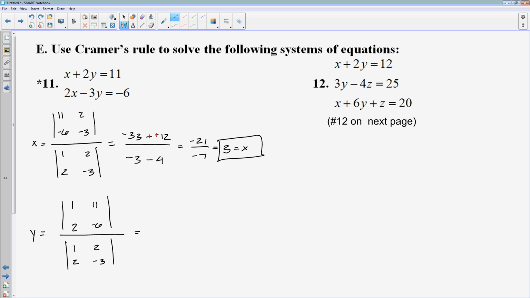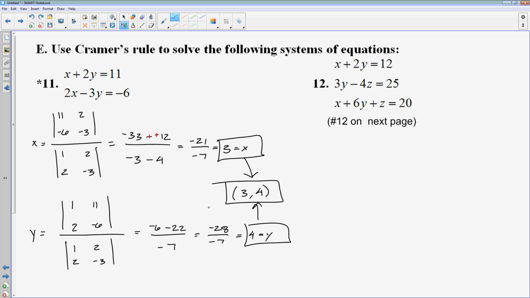And then for y, the good thing is I've already done the determinant of the bottom. I know that one's going to be negative 7 because I did that when I solved for x. Now I need to do downhill on top minus the uphill, so negative 6 minus 22. That gives you negative 28 over negative 7, which is 4. So there's my y on number 11. And then I like to write that as an ordered pair. I'm not going to be so picky that if you don't write it as an ordered pair, I would count off. I would accept if you want to say x equals 3 and y equals 4. I'm okay with that also.